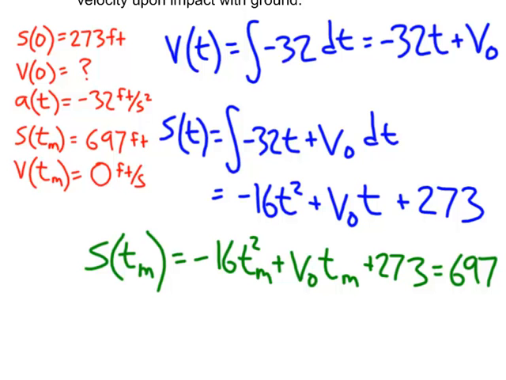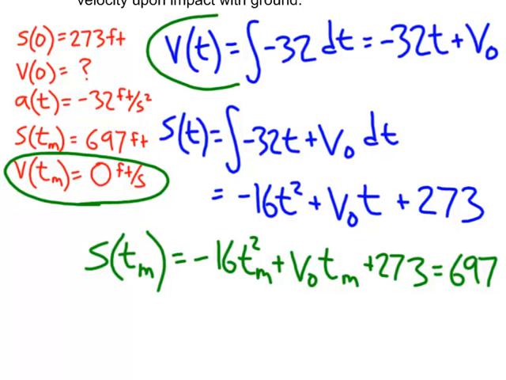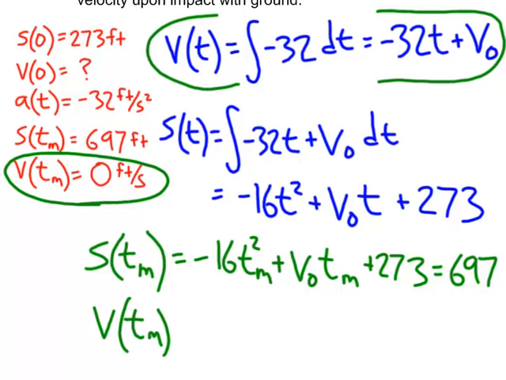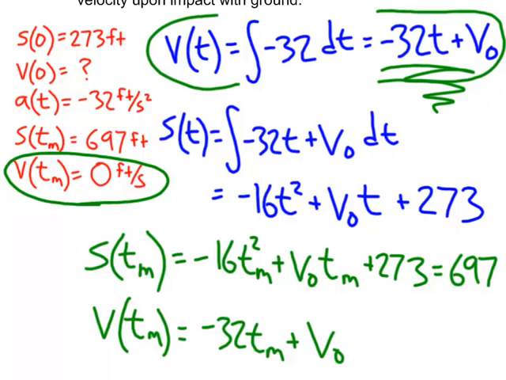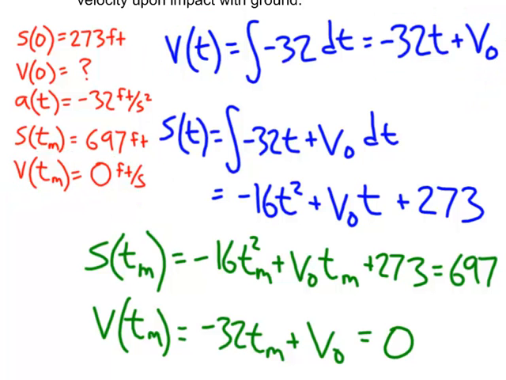So let's take that v of t sub m equals 0 feet per second, and let's plug it into this equation for v of t. So v of t sub m equals negative 32 t sub m plus v sub 0. I'm getting that from up here, right? And then I'm going to set that equal to 0 feet per second. And here we have our system of equations.